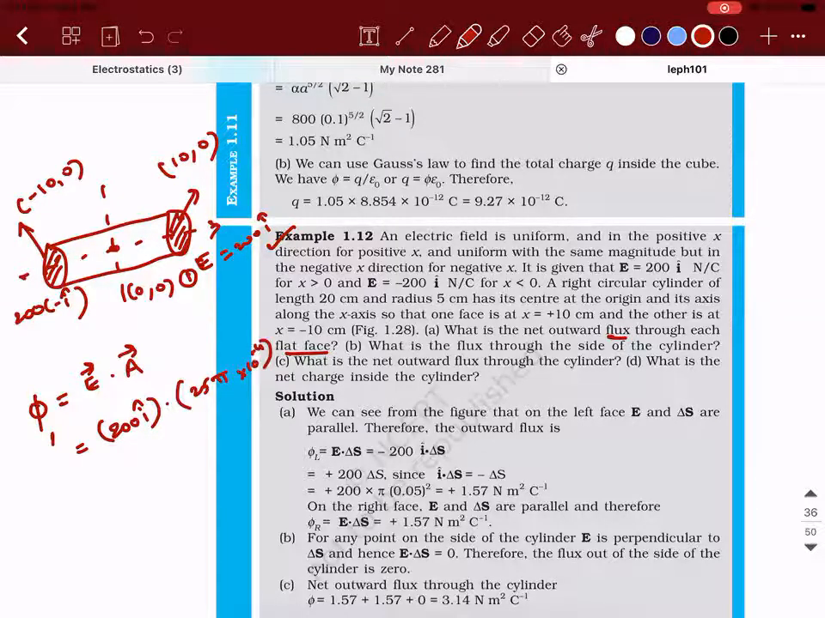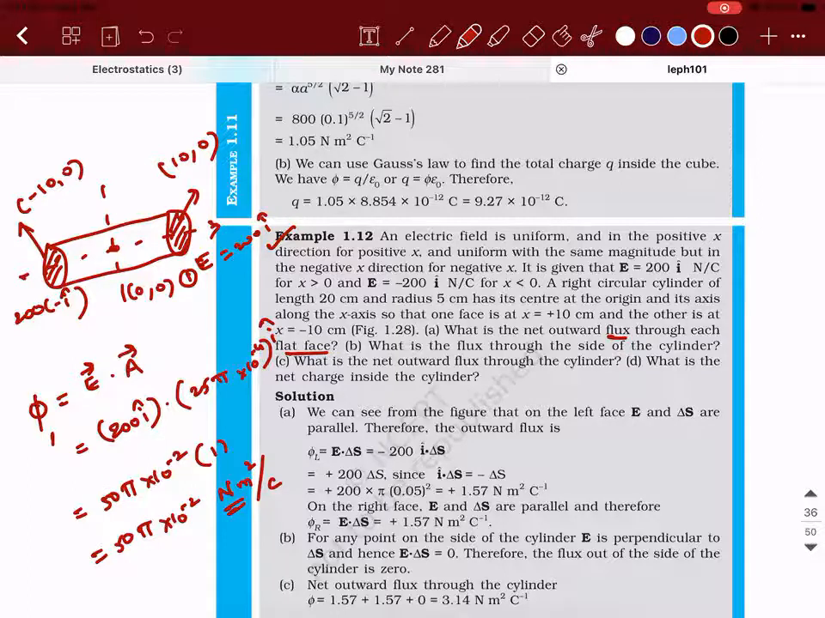But this is in which direction? By the logic I gave you, you tell me it is in which direction? It is in the direction of i cap. So 200 into 25 into this thing. So 25 into 2 is 50 pi into 10 power minus 2, i cap dot i cap is going to give you 1. 50 pi into 10 power minus 2 Newton meter square per coulomb is going to be the value of electric flux through the first flat surface.